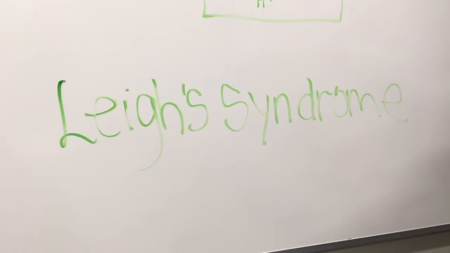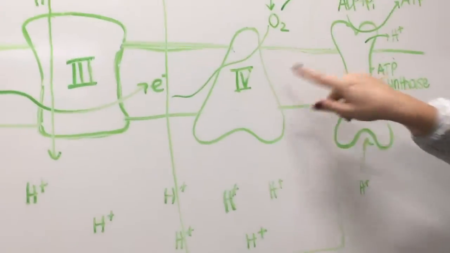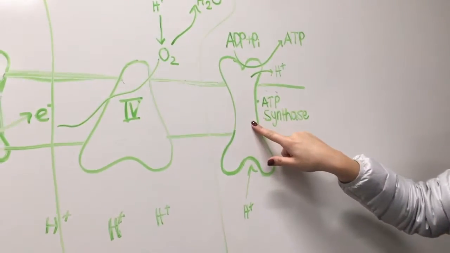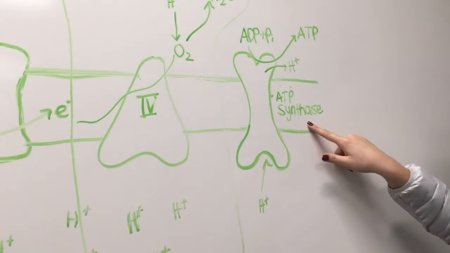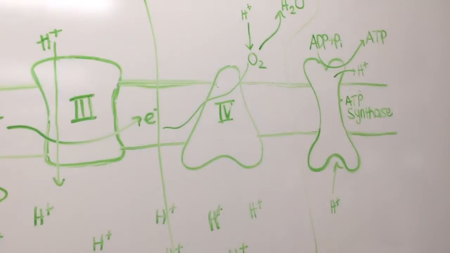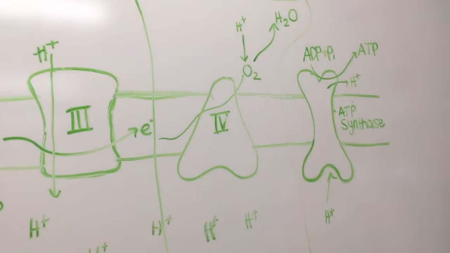Leigh syndrome is a genetic mutation that affects the making of complex 4 in cellular respiration. Complex 4 in cellular respiration provides energy that will be used in the next step of cellular respiration, ATP synthase. It reduces the electron flow as well as disrupts the ability to turn oxygen into water, which then disrupts the making of ATP energy.